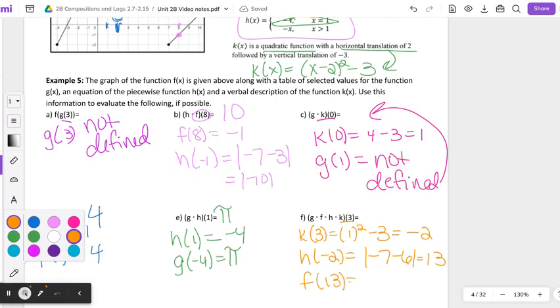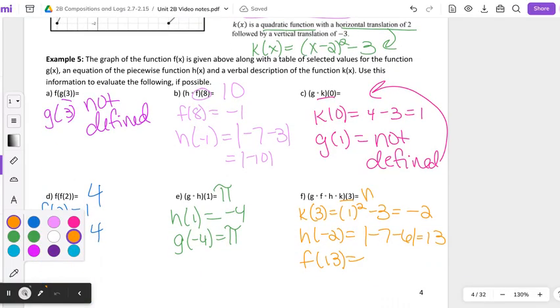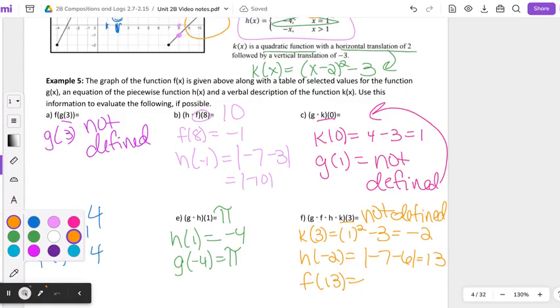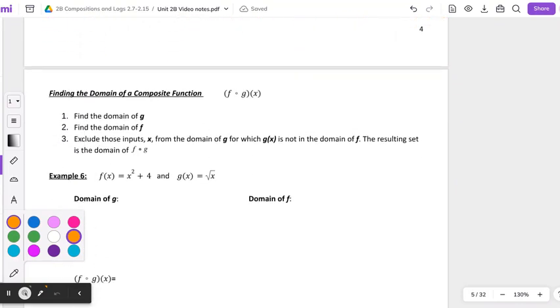Work backwards. f of 13. On this graph, it doesn't even go out to 13, so it's not defined. We can't assume that it keeps going anywhere. There's no arrows, so it's not defined.